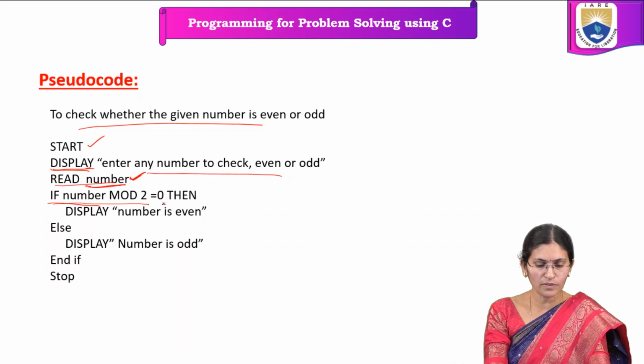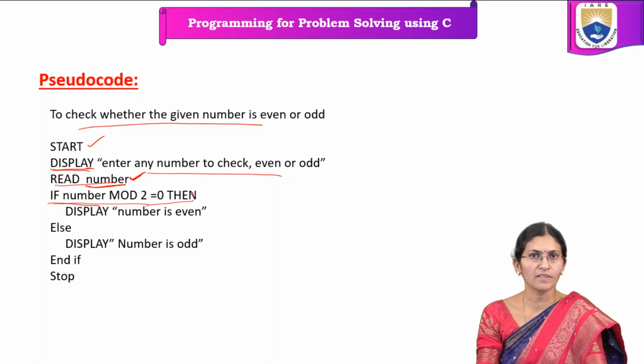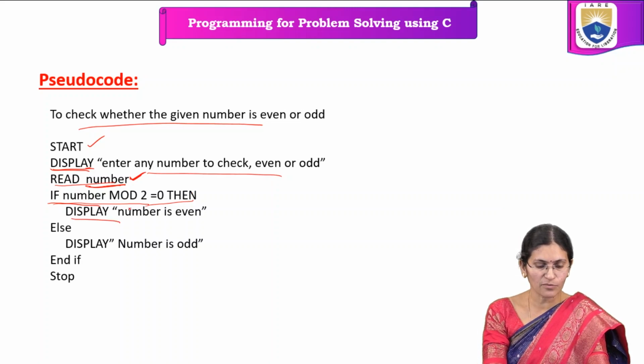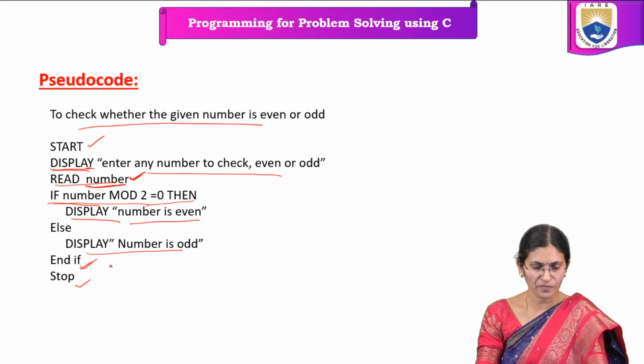If number mod 2 is equal to 0, if this condition is satisfied, then display the number is even. Else, display the number is odd. This is the end of the if statement, so the if else block comes to an end. After this, the last one is the stop. In this way, we can write the pseudocode to check whether the given number is even or odd.